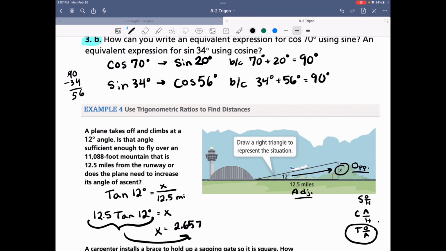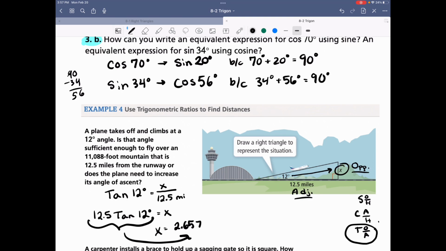Okay. And in the nice calculators that we have in the classroom, you can just put 12.5 tangent 12 and it'll work. But in the phone calculator, you have to put 12 as the degrees, then push tangent, and then times 12.5. So it's a little bit more steps.